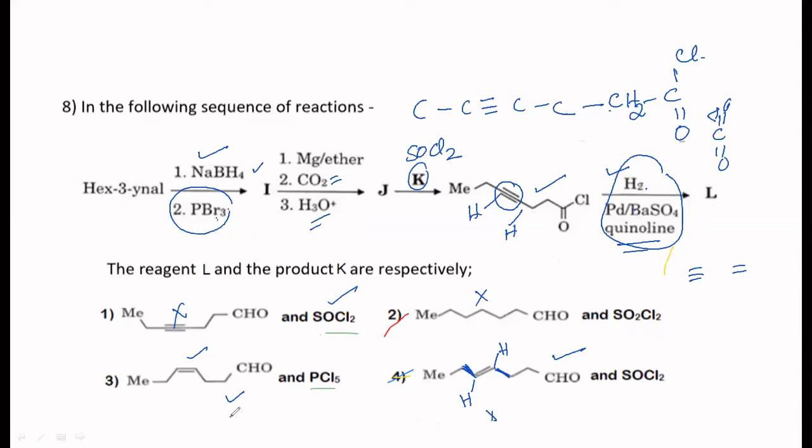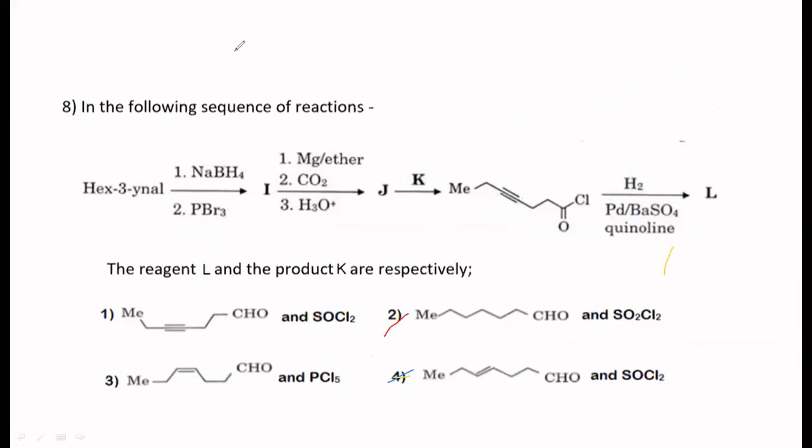Am I right? PCl5 also can bring about this, converting an acid into acid chloride. PCl5, PCl3, SOCl2, any of these you can use. The best one would be SOCl2. But along with this here, you have got PCl5, that is fine. Okay? Yes. Okay. Let me rub it off. Go to the next one.